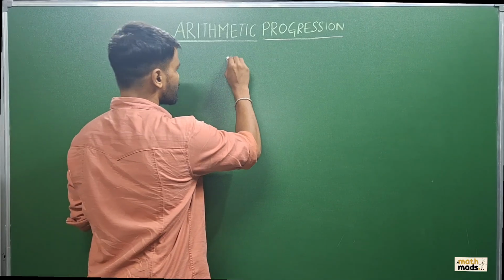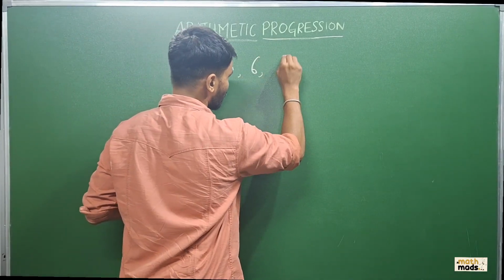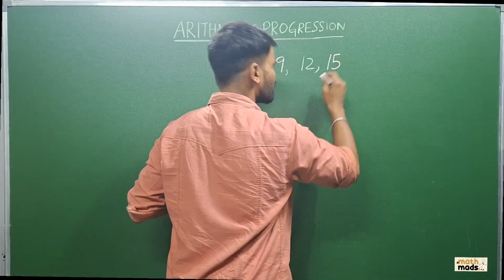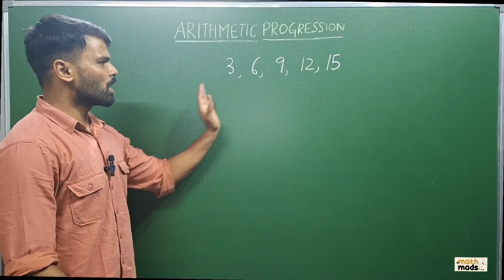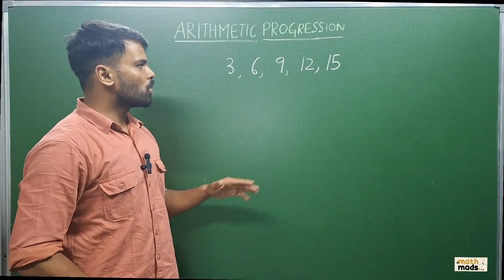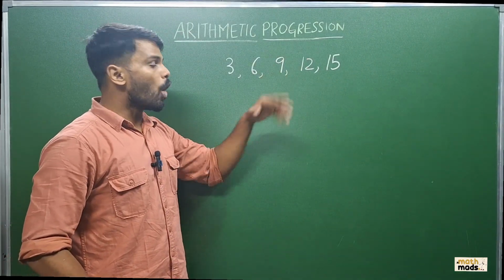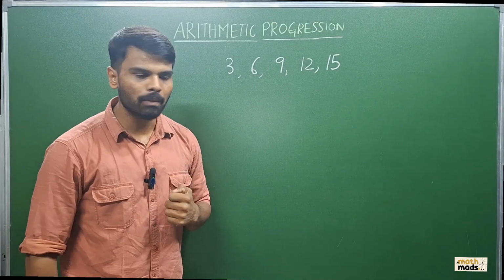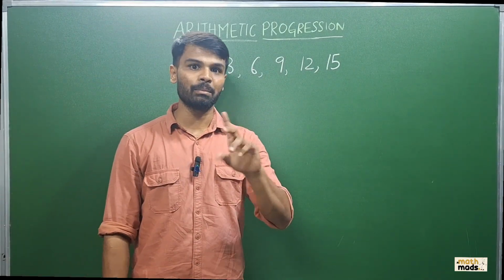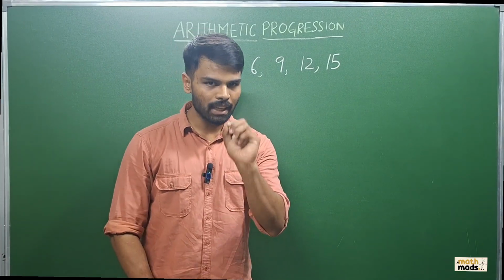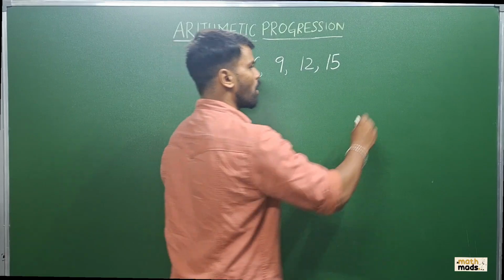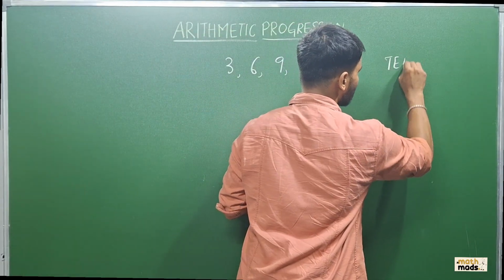Let me write a sequence 3, 6, 9, 12 and 15. When I say sequence, it means progression also, right? So I have written a list of numbers, and I am telling that it is a sequence. Now if I ask you, in this arrangement of numbers, how many numbers are there? You will count 1, 2, 3, 4, 5 and tell there are 5 numbers in this sequence. In a progression, in a sequence, each number is called a term.